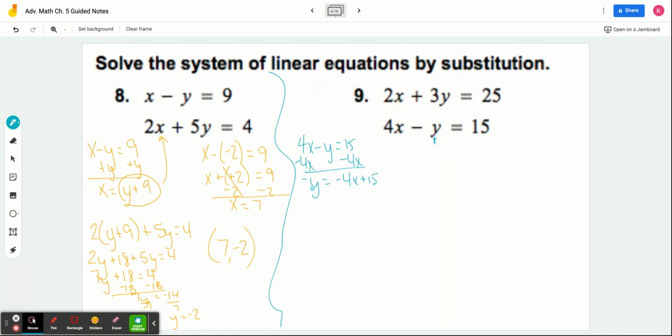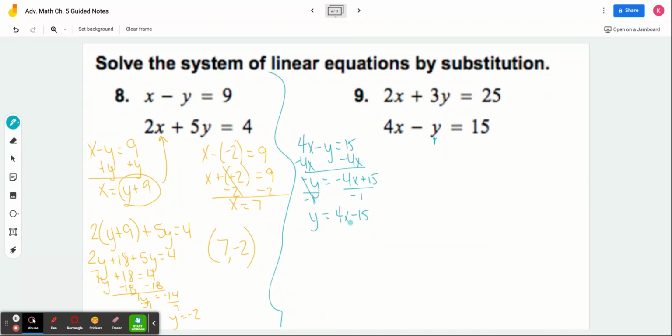We can't be left with a negative variable here, so we're going to divide by negative 1. Remember that changes all the signs throughout the equation. So negative 4x divided by negative 1 is 4x. 15 divided by negative 1 is negative 15.